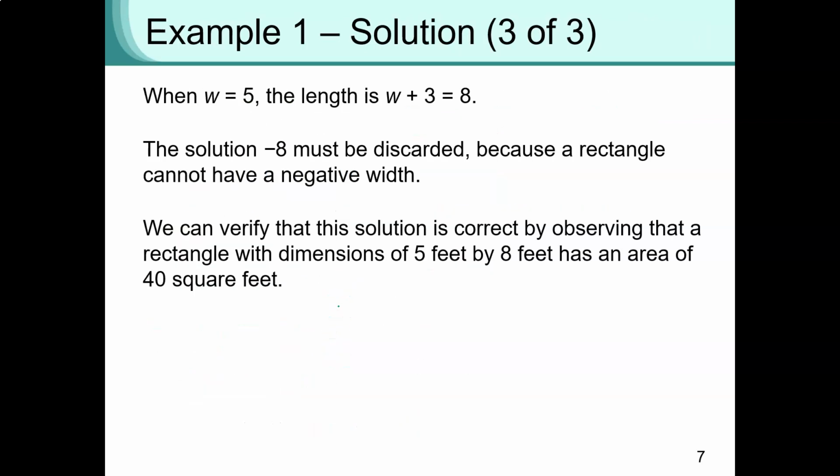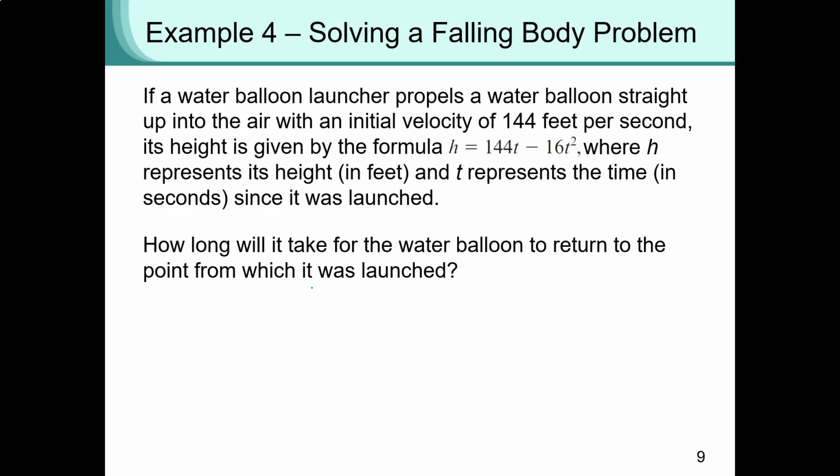Now we take a look at another example. If a water balloon launcher propels a water balloon straight up into the air with an initial velocity of 144 feet per second, its height is given by the formula. This is the formula, where h represents the height in feet, and t represents the time in seconds since it was launched. How long will it take for the water balloon to return to the point from which it was launched?